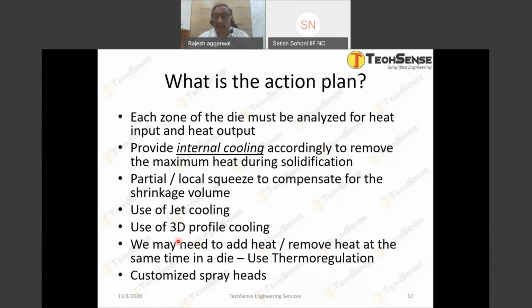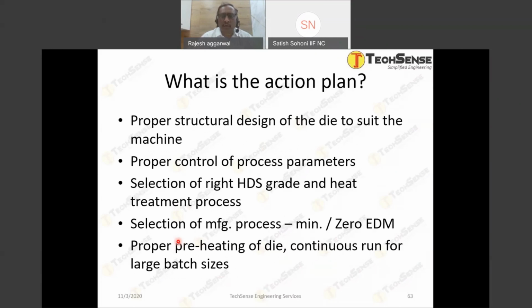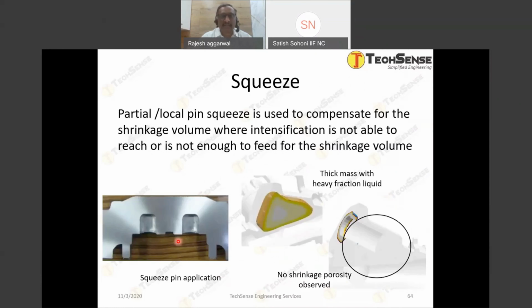That is where the use of thermoregulation comes into the picture, as well as customized spray heads. Even though, as we discussed, spray heads are not designed to be used to cool down the die, due to limitations of the design or the product design, we may still have to do that. So: proper structural design of the die to suit the machine, proper control of the process parameters, selection of the steel grade, heat treatment parameters, die manufacturing process, minimum or zero EDM, proper preheating of the die, large batch sizes.